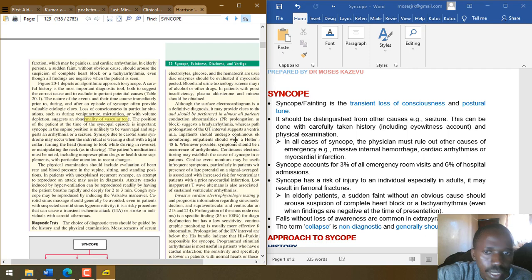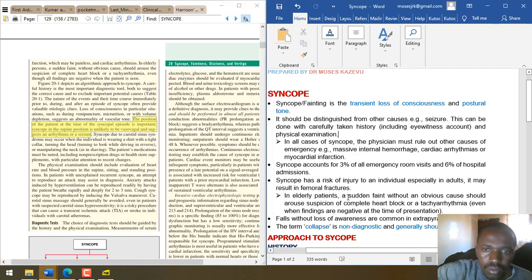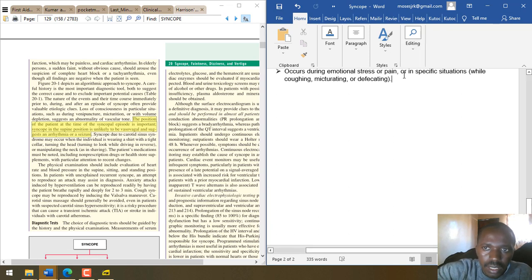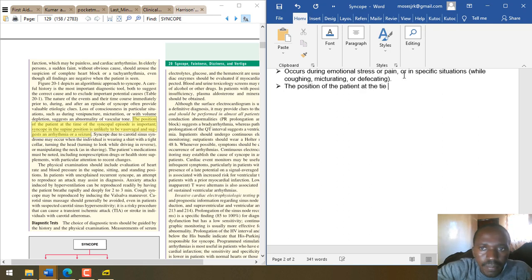Okay, so this is a very important thing here. This statement here is a very important thing. So we can add it under here, and we can say the position of the patient at the time of the syncopal episode is important.